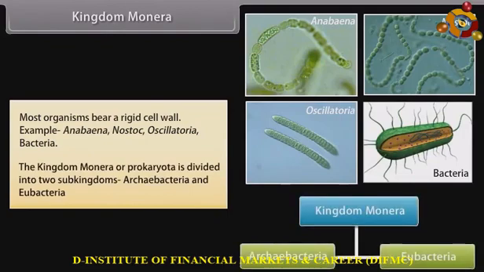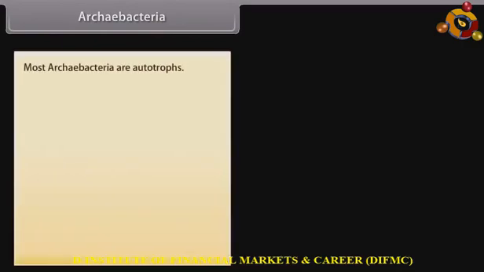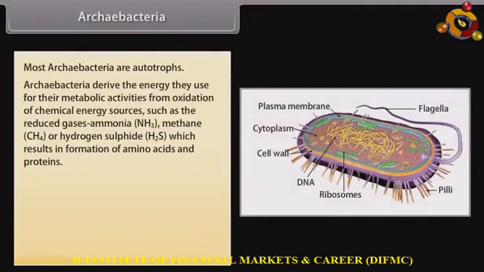The kingdom Monera or Prokaryota is divided into two subkingdoms: Archaebacteria and Eubacteria. Archaebacteria. Most Archaebacteria are autotrophs. Archaebacteria derive the energy they use for their metabolic activities from oxidation of chemical energy sources such as the reduced gaseous ammonia NH3, methane CH4, or hydrogen sulfide H2S, which results in formation of amino acids and proteins.